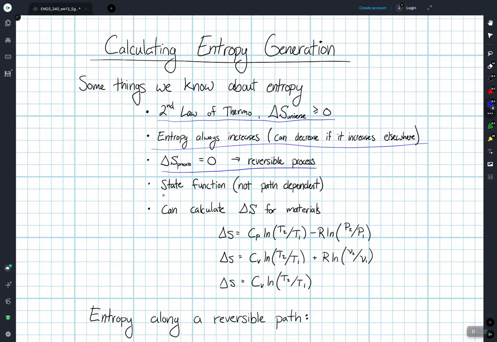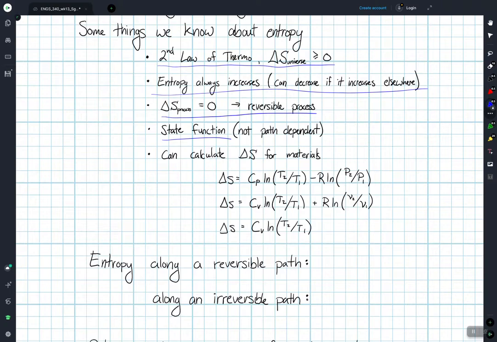We also saw that entropy is a state function. It's not path dependent. So we could do calculations on this for some arbitrary path and then get delta S for, say, a reversible path, and then that would tell us about entropy for an irreversible path. We also have ways based on that where we can calculate entropy for materials. So here we have, for ideal gases, this equation down here, for solids and liquids.